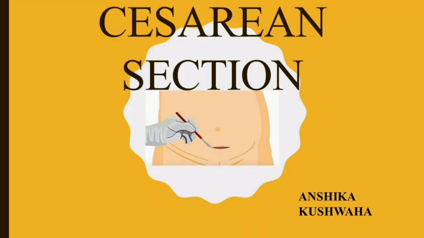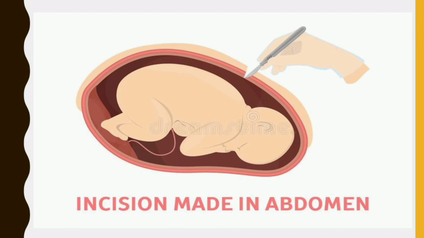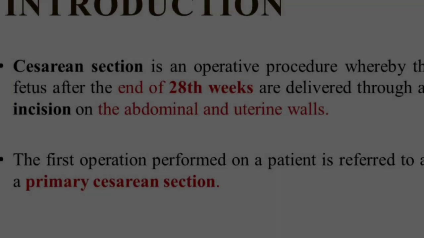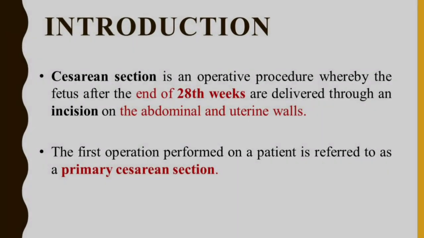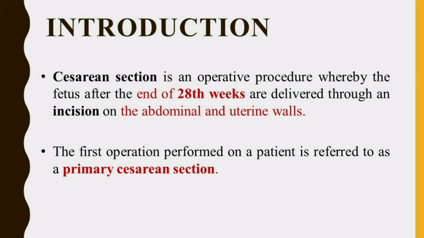Caesarean section. It is the incision that is made in the abdomen. Caesarean section is an operative procedure whereby the fetus after the end of 28 weeks is delivered through an incision on the abdominal and uterine walls.